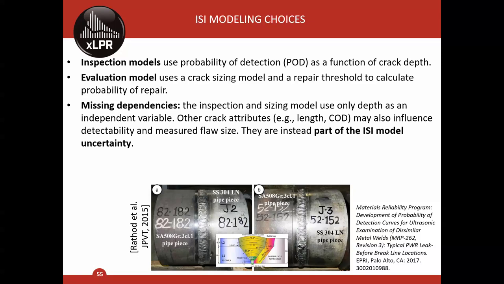Other attributes of the cracks, such as the length or crack opening displacement, may also have an impact on flaw detectability or sizing. However, these dependencies are part of the model uncertainty rather than being explicitly included. ISI model parameters recommended for use in xLPR in the model subgroup report were based on the EPRI Performance Demonstration Initiative, or PDI program, and details of that are provided in MRP 262 Rev 3.